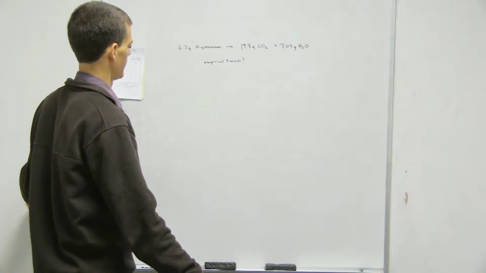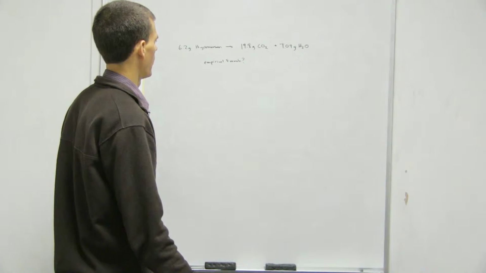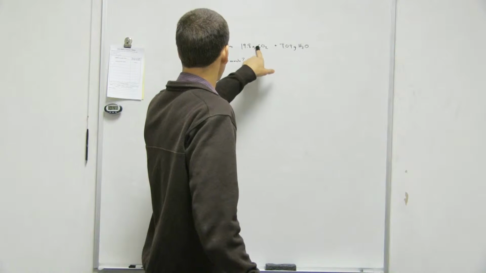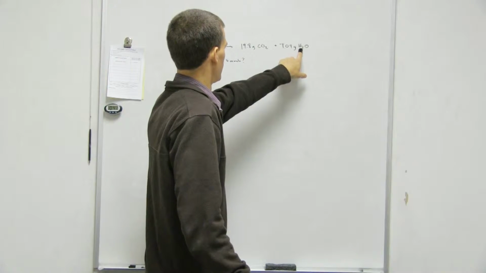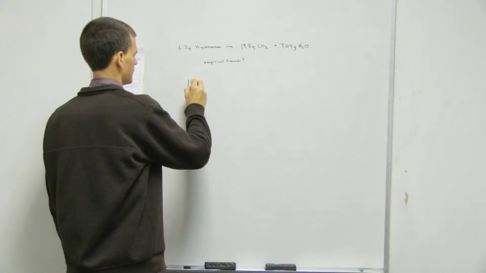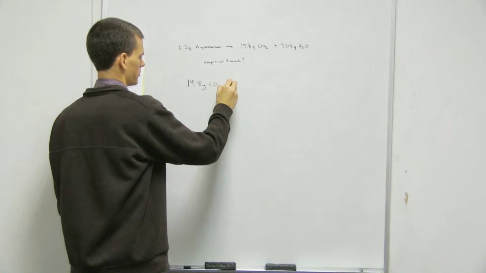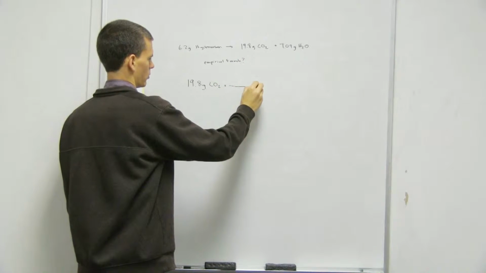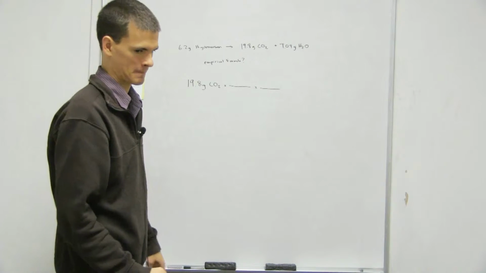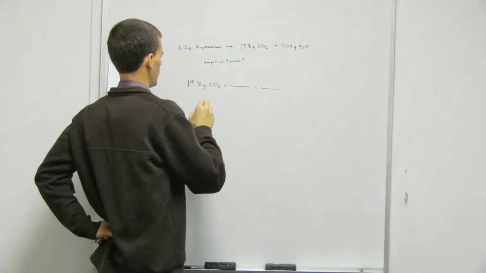Alrighty, so we need to know the ratio of moles of carbon to moles of hydrogen. Okay, that makes sense. So let's convert each of those, 19.8 grams CO2 to moles CO2 and then to moles carbon. CO2 should weigh 44 grams per mole.